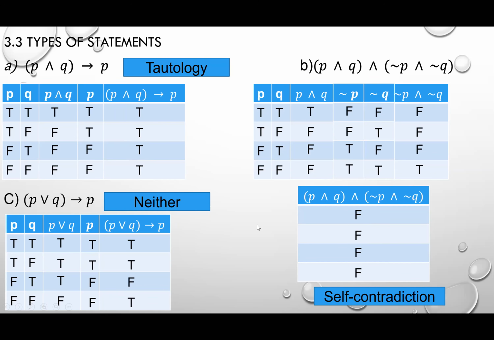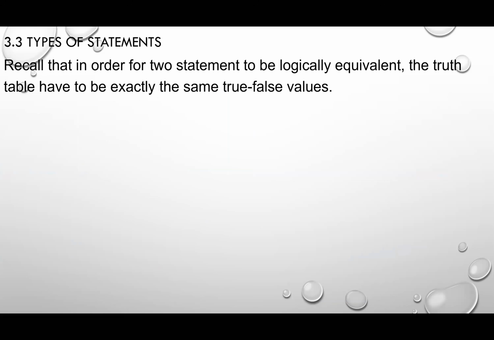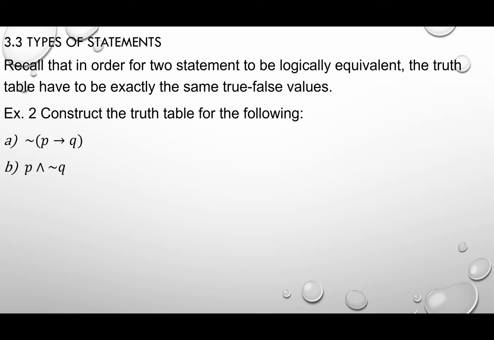So recall that last time we told you that in order for two statements to be logically equivalent, the truth tables have to be exactly the same, right? At the last column, the final product, they have to be exactly the same, okay? So how do we find this? The same way we've been doing it, in the sense that we need to construct the truth table. So in example 2, they ask you to construct the truth table for this item and verify whether it is equivalent, okay? So how do we construct the truth table for A?